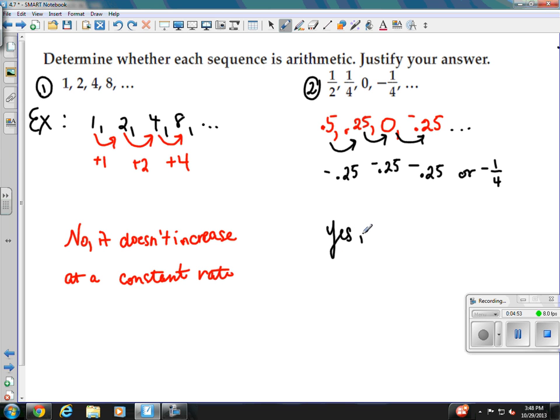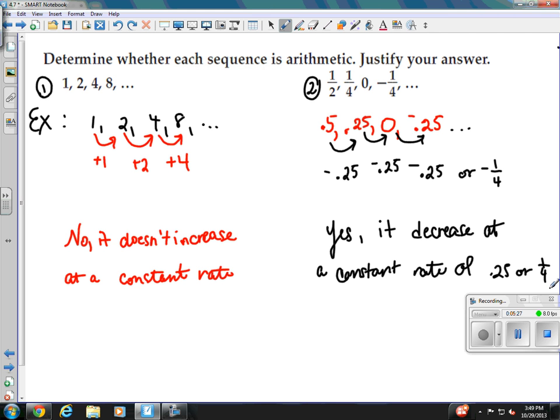Because it decreases, because we're going down, we're going from positive to negative, so it should say it decreases at a constant rate of 0.25 or 1/4, however you want to write it. So that was the first two, just determining if it was arithmetic. And like I said, it has to be a constant rate.